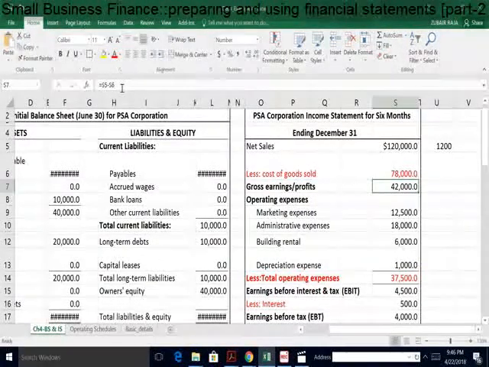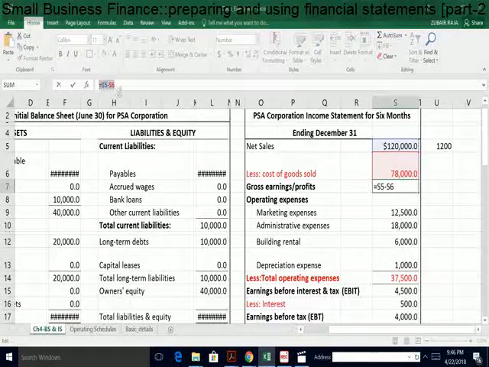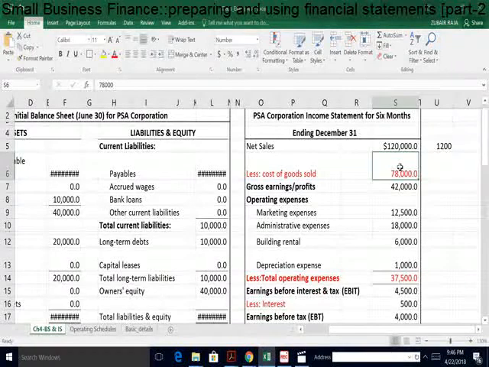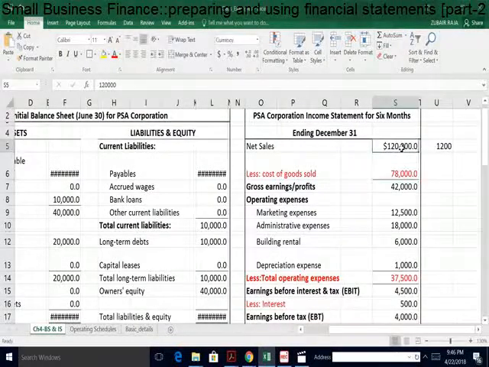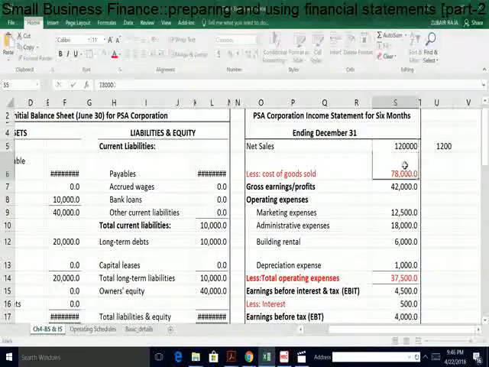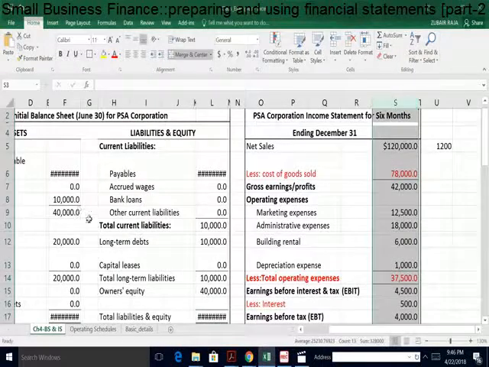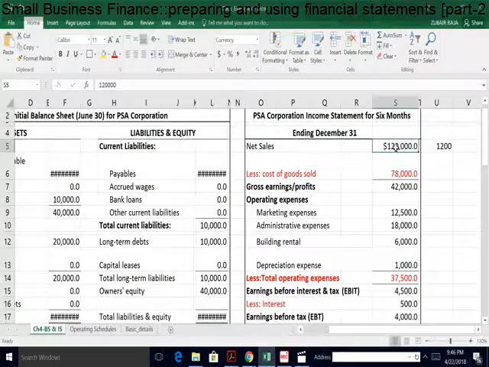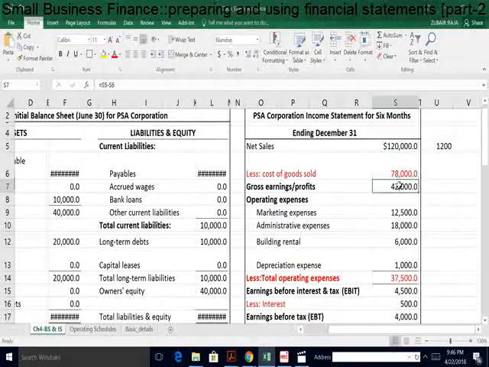You can also see the cell S5 minus S6. I included a formula over here that subtracts S6, which is 78,000, from S5, which is this cell. This is S and then this is 5, so this cell address is S5. S5 minus S6, you will get 42,000.